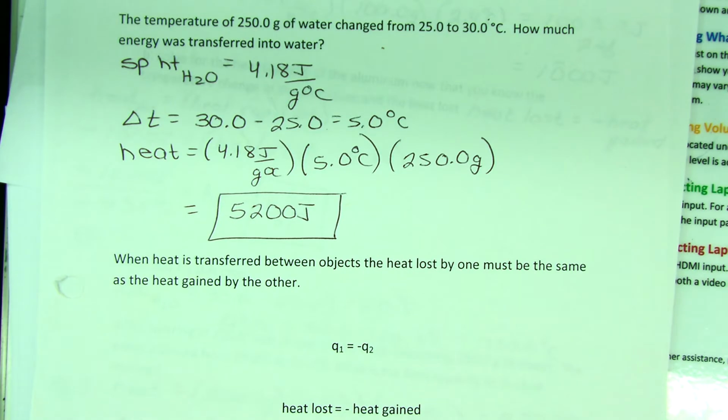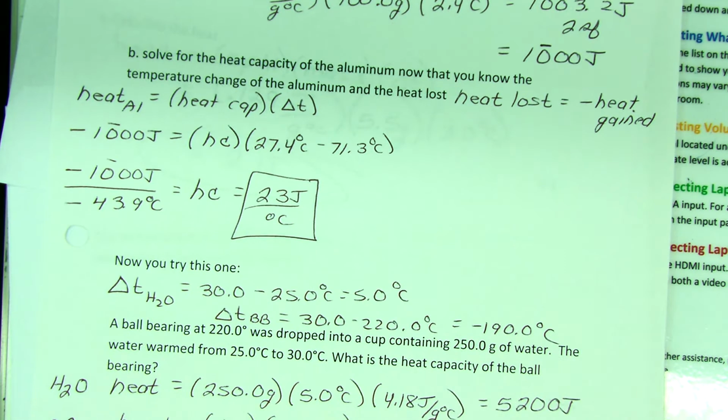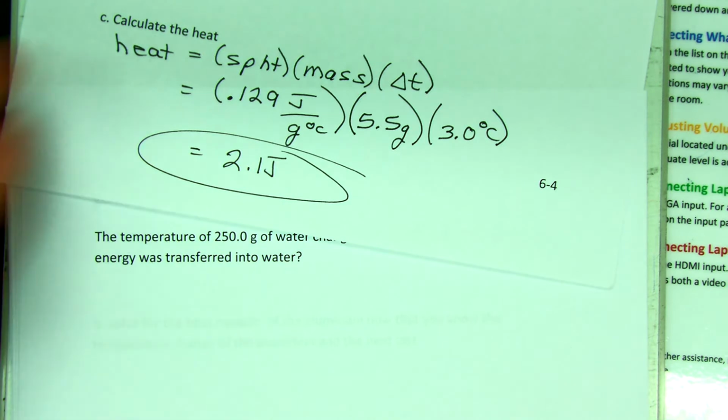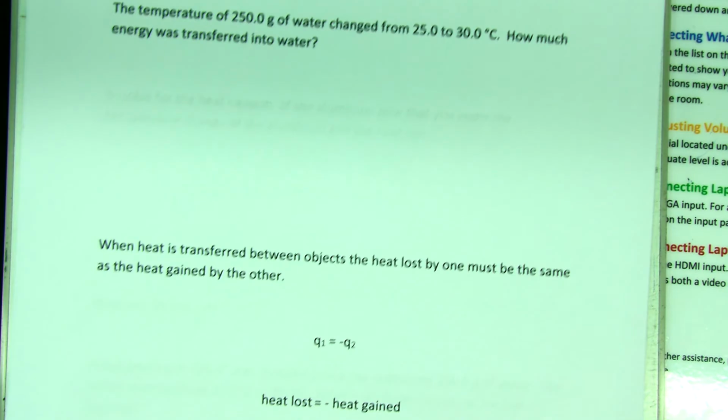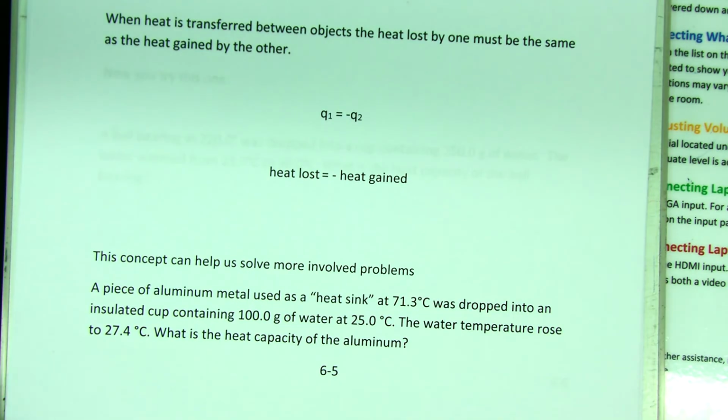Okay, so we looked at some problems that were the beginning level of problems using heat capacity and specific heat. Now we want to introduce the concept that is a little bit fancier, and that is that when we have heat transferring between objects, the idea we have to remember is that heat lost is equal to minus the heat gained.